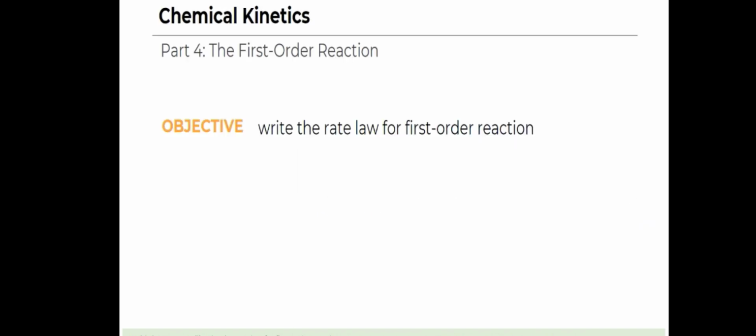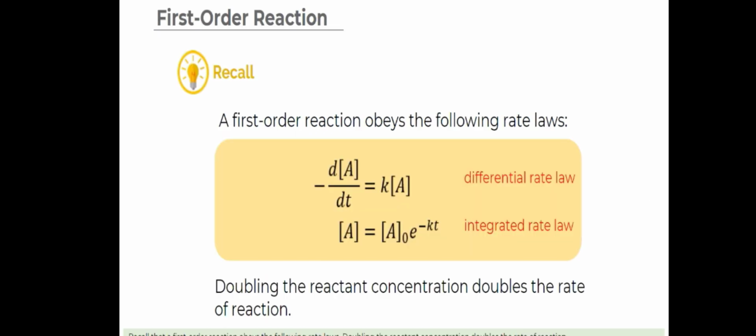Welcome to the General Chemistry Theory class. This section is on chemical kinetics. This lesson is about the first order reaction. Let's begin. In this lesson, we will write the rate law for first order reaction.